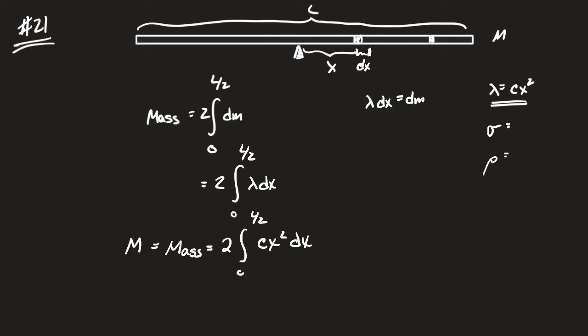Yes, sir. Can you explain the lambda times dx equals dm again? Sure. Lambda is mass per unit length, right? So, let me write this differently just so that I don't confuse you. Mass per unit length.